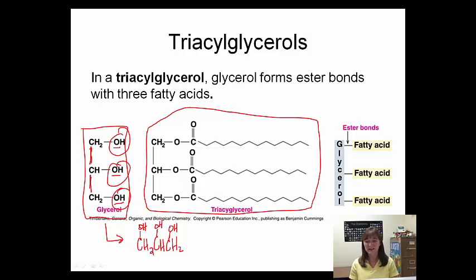So here's just kind of a schematic of a triacylglycerol, where you're going to have the glycerol backbone, they call it, so the 3 carbons here along the backbone. And then they're bonded to 3 fatty acids, and they're held together by an ester bond.